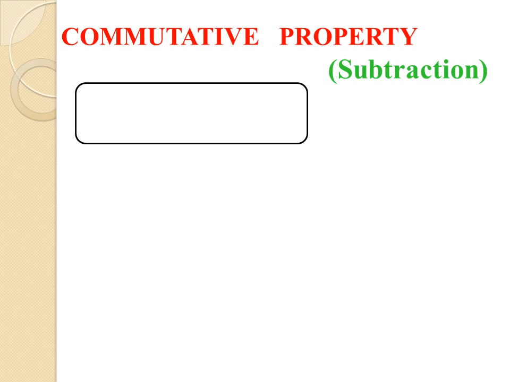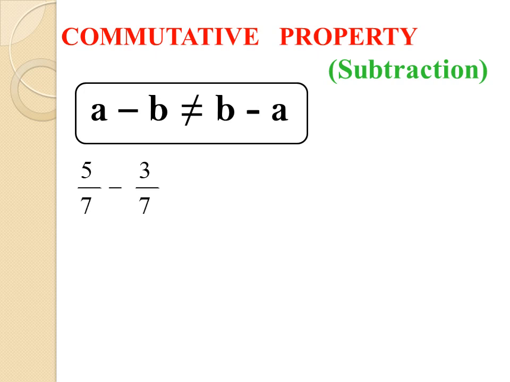Let's check the commutative property for subtraction. Actually, for subtraction, commutative property is not true. That means you cannot change the order of numbers while you are doing subtraction. Let's check that. Let's take two numbers, 5 by 7 minus 3 by 7. When you subtract these two numbers, what do you get? 5 minus 3 by 7. Your resulting answer will be 2 by 7. This is on the left hand side.